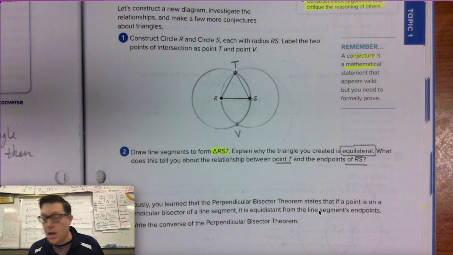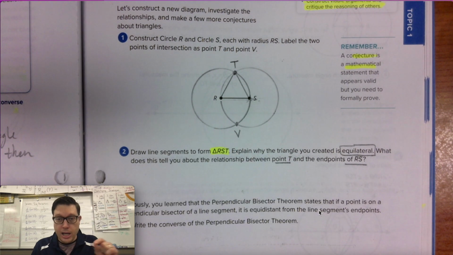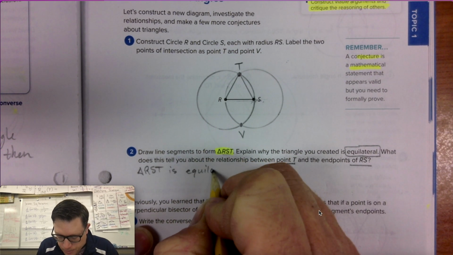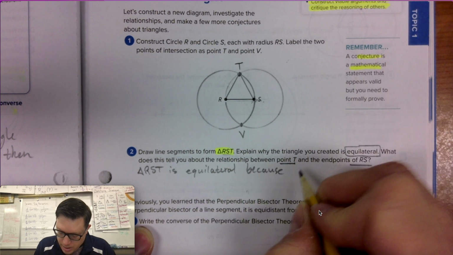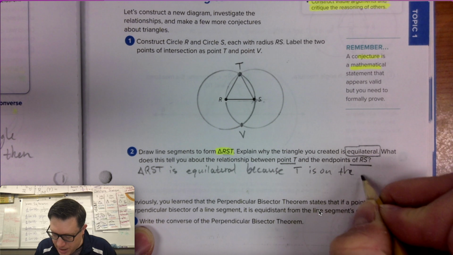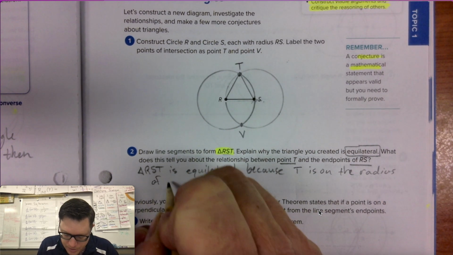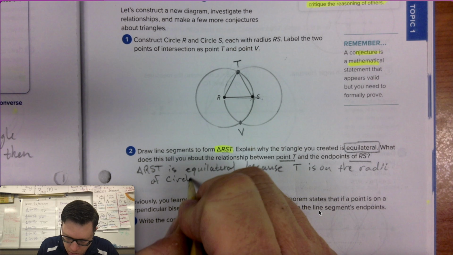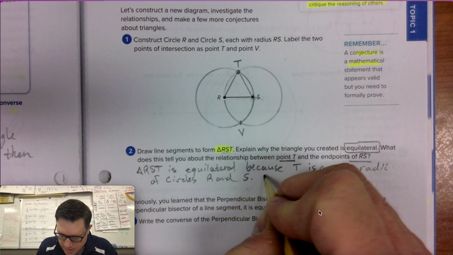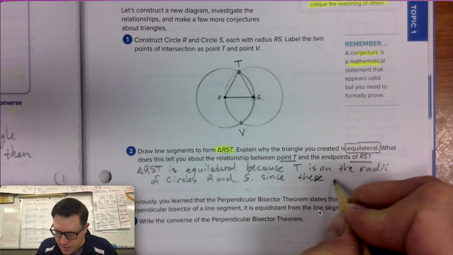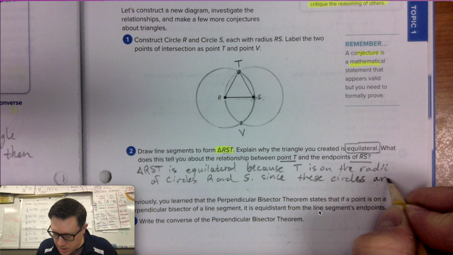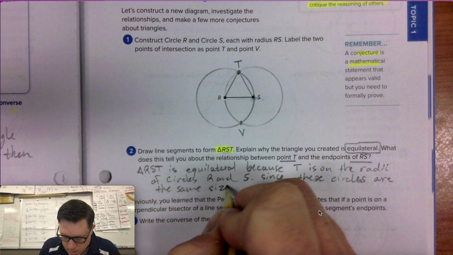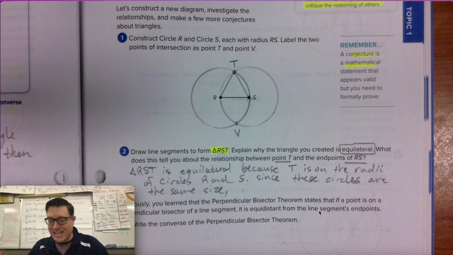So there's two things that we're going to say. The first thing we're going to say is that triangle RST is equilateral because T is on the crossing radii of circles R and S. Since these circles are the same size, that means that RT and ST are congruent.